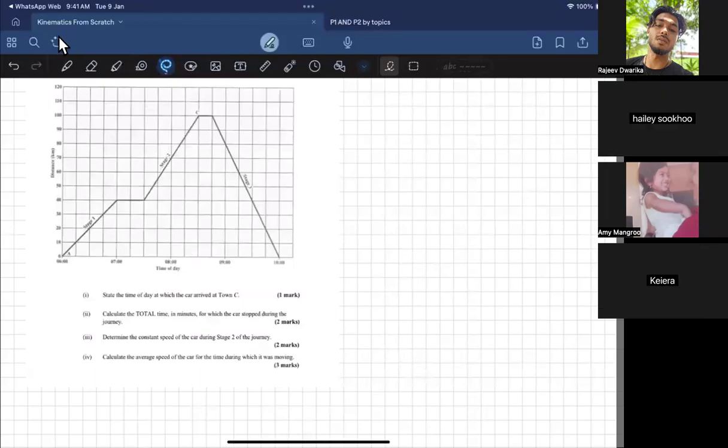All right, so in this class, we're going to recap displacement time graphs. Another word for displacement is what, guys? What is another word for displacement? Can anybody tell me? What is equivalent to displacement?